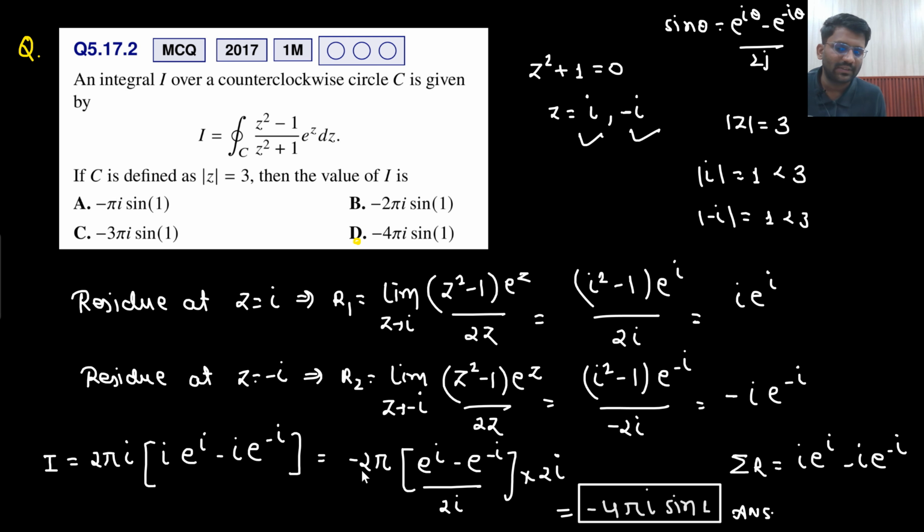Add both of them, this is the answer that you have. Iota you take outside, it will become -2 pi, because iota square will become -1. Now this is e to the power iota minus e to the power minus iota. If I divide by 2 iota and multiply by 2 iota, this will become sine 1, and this will be minus 4 pi iota sine 1. That's the answer. Only mathematics is there, nothing else. Just mathematics. The concept is very simple, very straightforward as well.